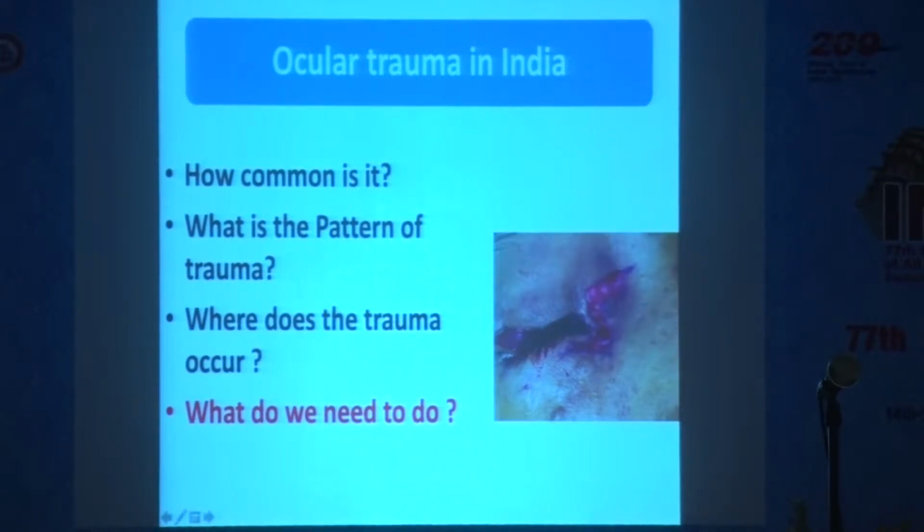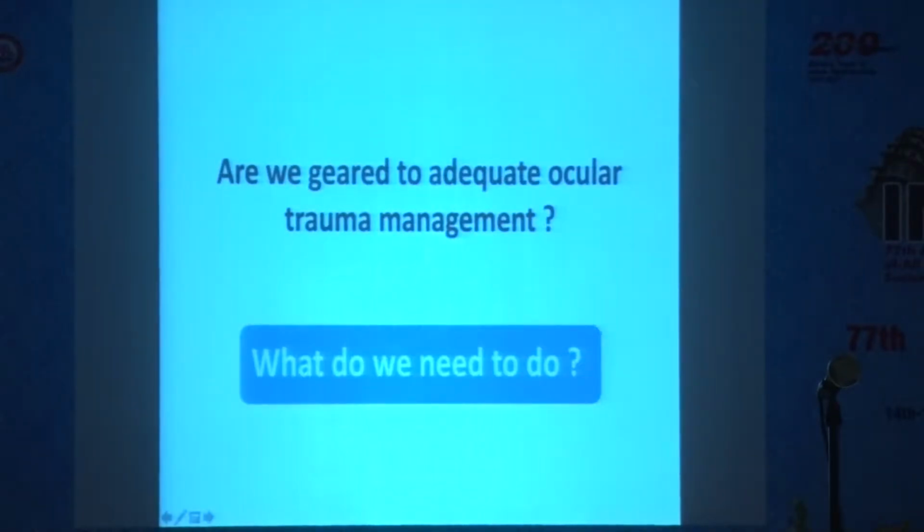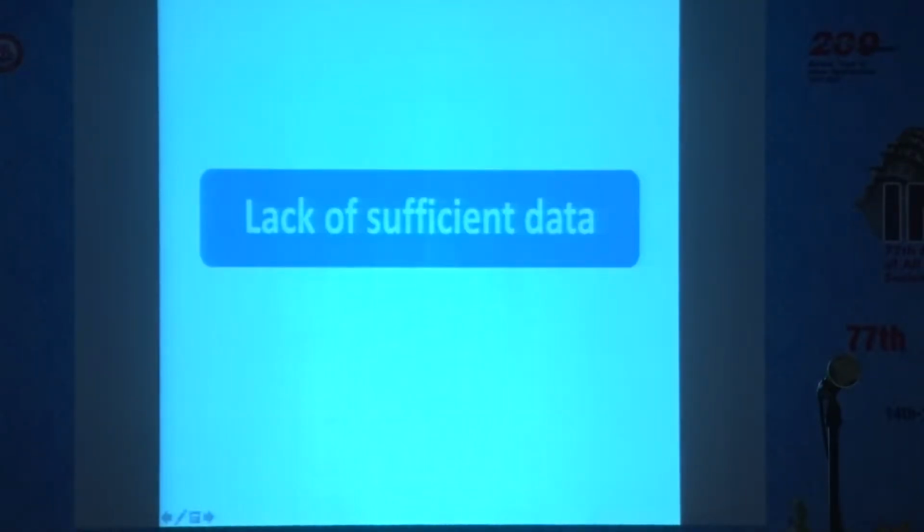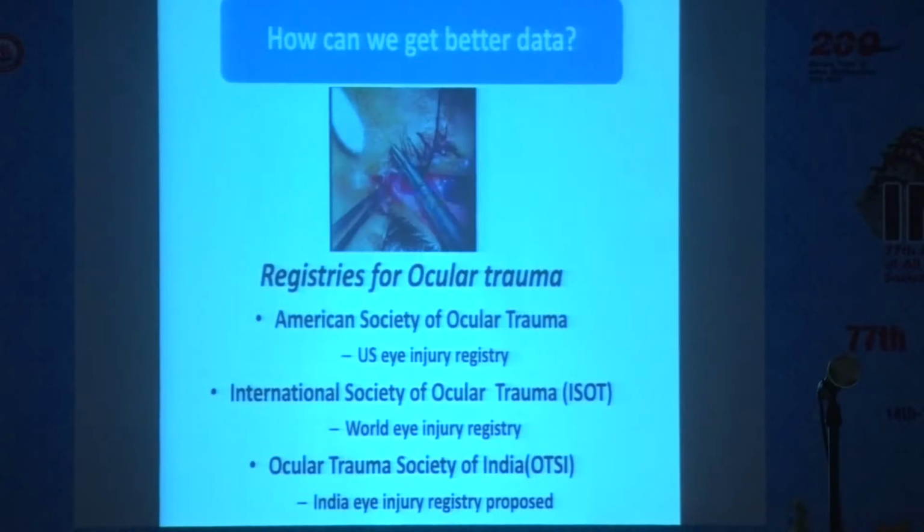Last thing, what do we need to do once we know whatever little we know? There is a need, of course, for a lot more data collection. That is the one single most important thing, and I think IGATES and the recent effort at collecting data regarding firecracker injuries are all great initiatives by the Asia Pacific Ocular Trauma Society, and they would help us a lot. So there are registries which exist for the American Society, International Society of Ocular Trauma, OTSI, and the APOTS initiative. But this is one area where we need to be working very hard.